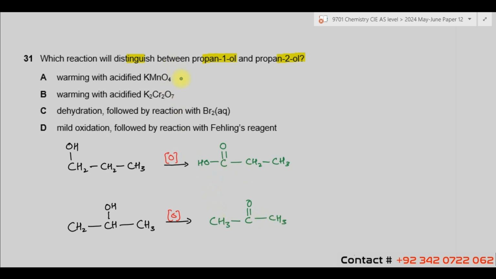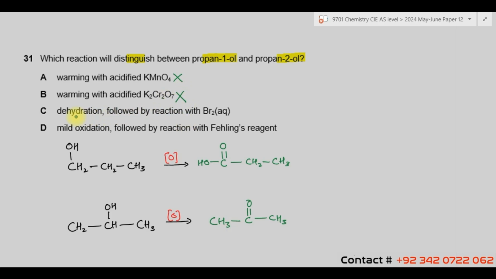So both will give positive result. We cannot distinguish. Second thing is warming with acidified potassium dichromate. This is also an oxidizing agent, so same reactions will happen. Aldehyde or carboxylic acid is formed in the first one, ketone is formed in the second one. So both have same effect.